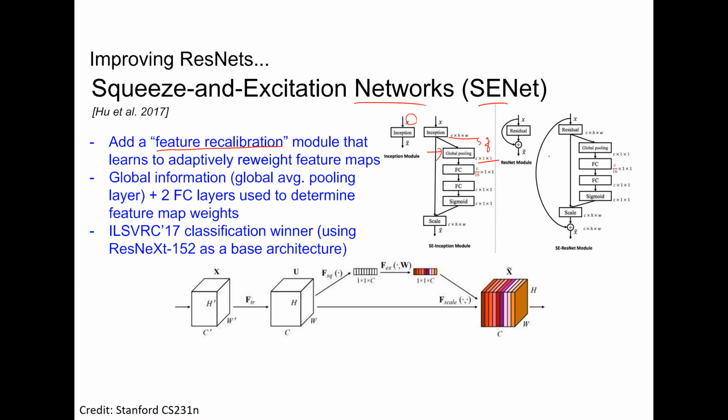You can apply the same principle to ResNet. And it goes through a fully connected layer and another fully connected layer, and the dimension reduces like this. And after sigmoid activation, the values become between 0 and 1. And using this weighting, the features get scaled. This is called recalibration. And this module allows the model to adaptively reweight feature maps. And this one won the 2017 ImageNet.